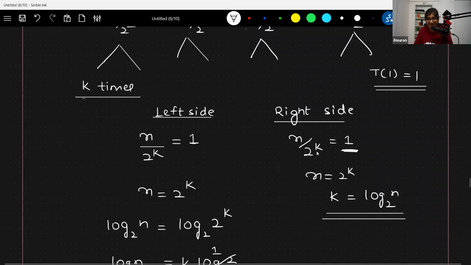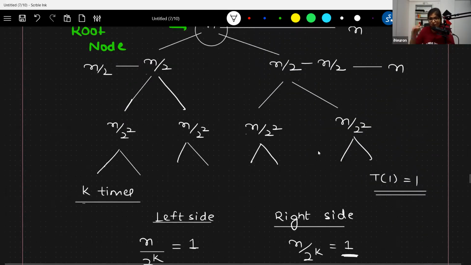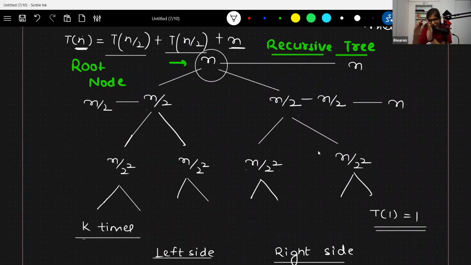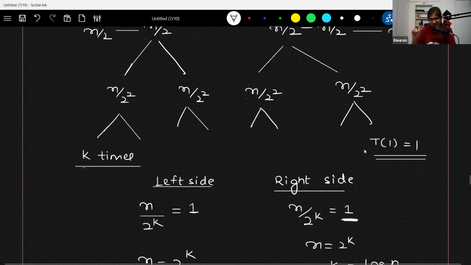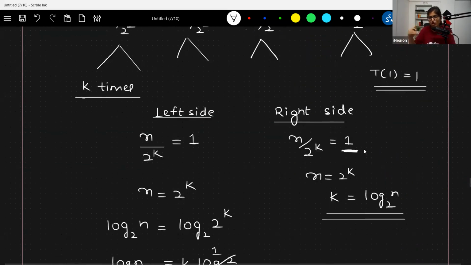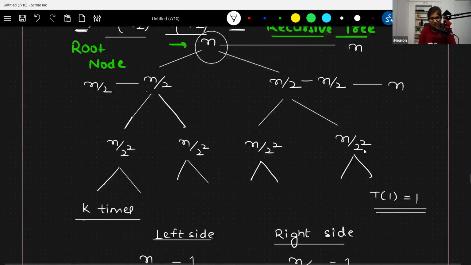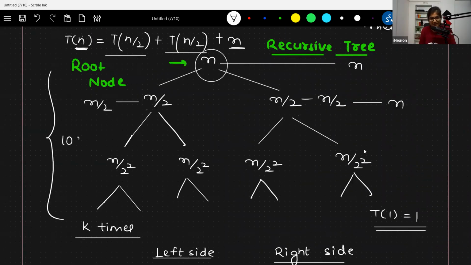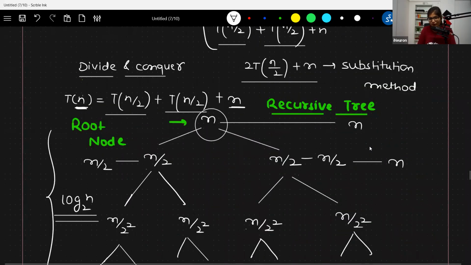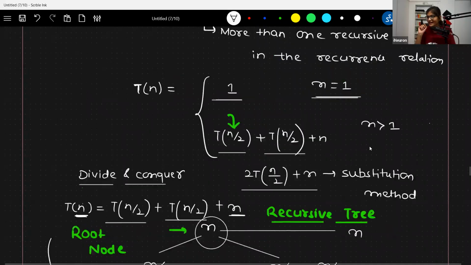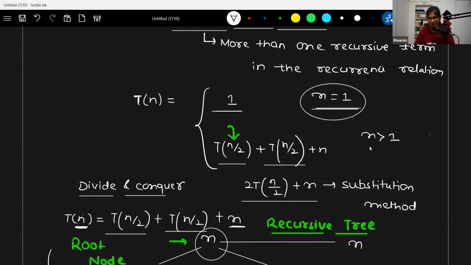What is this indicating? That if you repeat this splitting of the nodes into two sub-halves k number of times, where the value of k is equal to log of n, so until log of n base 2 times, you will reach a solution where you have a single node with n equal to 1.